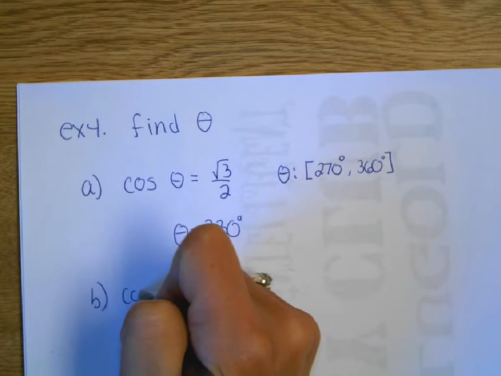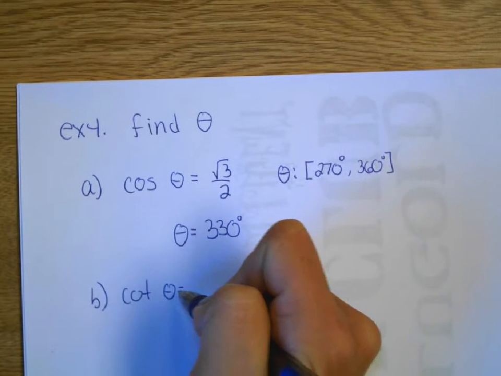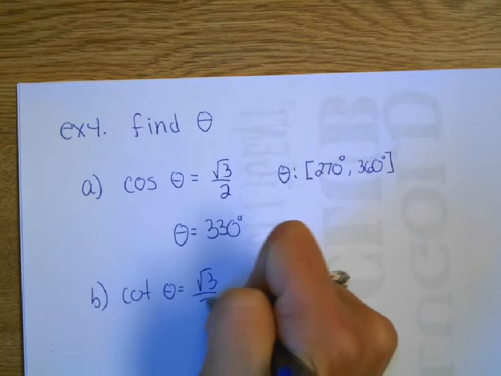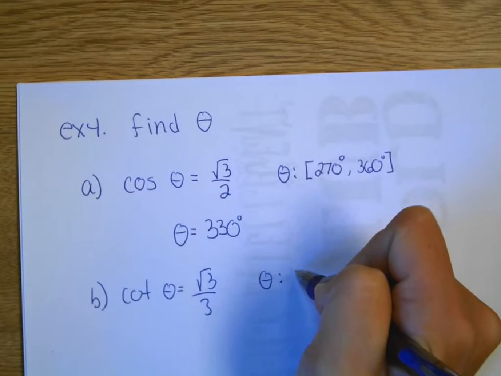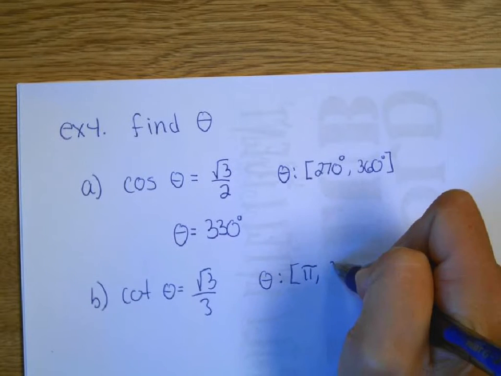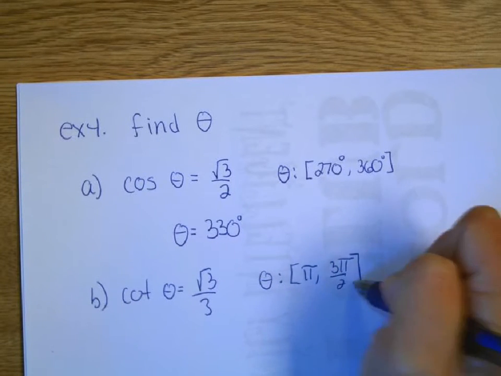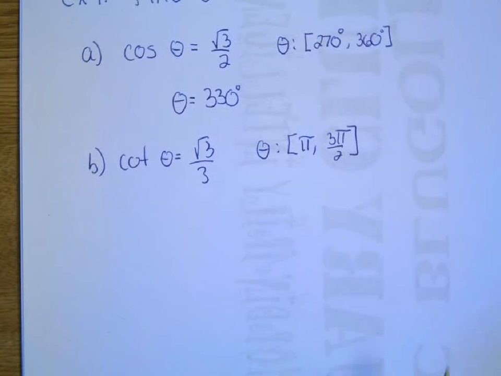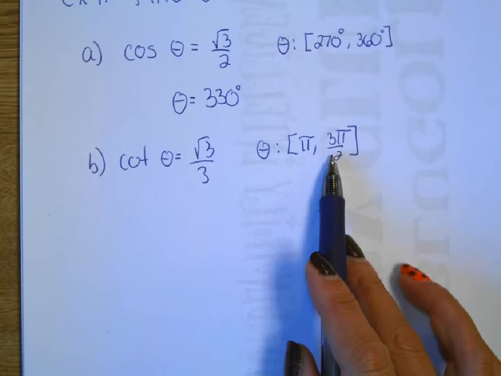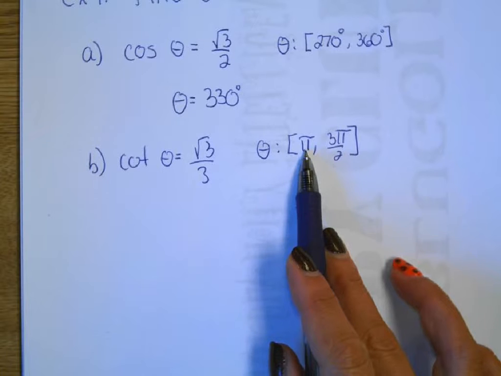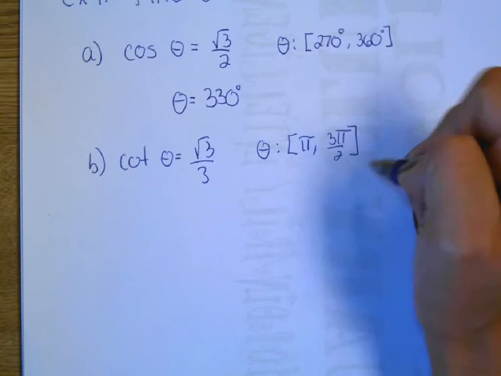The cotangent of some angle is equal to square root of 3 over 3, and this angle is between pi and 3 pi over 2. So what kind of answer am I looking for? A radian. What quadrant are you looking in? Is this quadrant 3? It is. This interval will always be a quadrant. Pi is at 180, and 3 pi over 2 is down at 270. This is quadrant 3.